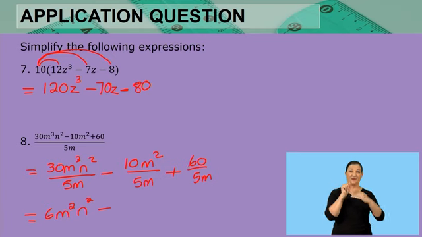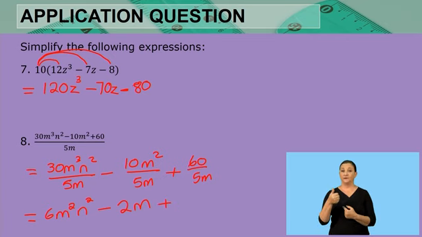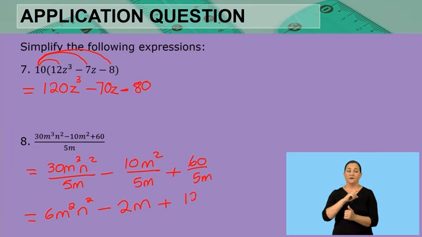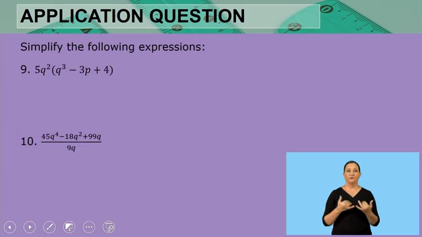Then we have 10 divided by 5, that is 2. And when we look at the m's or the variables, they do have the same base, so we are going to subtract the exponents. 2 minus 1 is 1. Then we have 60 divided by 5, that is a 12. And because the m is a denominator, we will keep it as a denominator. Let's look at the last two.